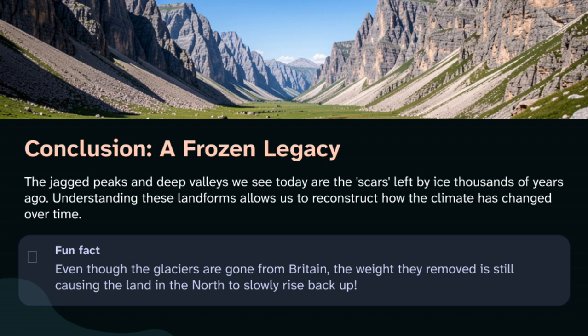The fun fact on the slide tells us that the weight of ice once pressed down on northern Britain. Since that ice has melted, the land is slowly rising back up. This is called isostatic rebound. So when we look at upland glacial landscapes, we are really looking at evidence of past climate, past ice movement, and long-term landscape change.